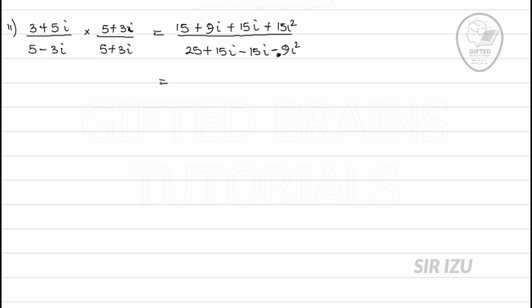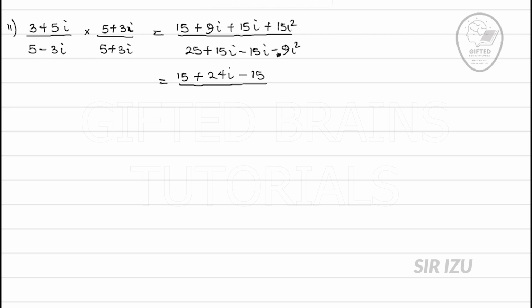We would have 15 plus 24i minus 15. How did I get that? You know, this 15i squared, 15 times minus 1. So I just want to skip showing that.